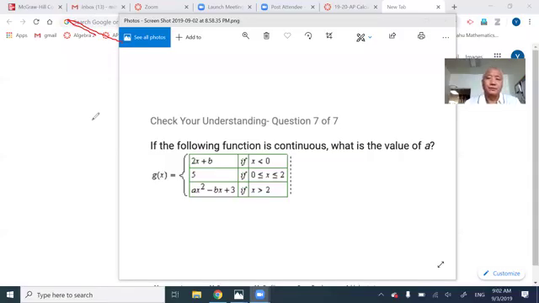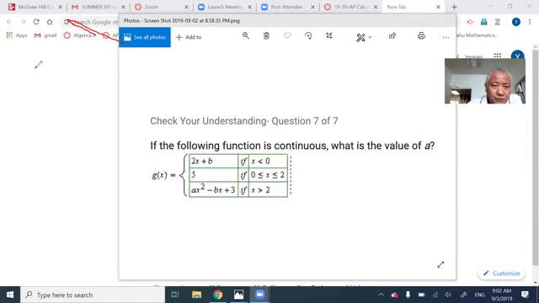Okay, let's look at this question. If the following function is continuous, what is the value of a? First thing first, we should understand the meaning of continuous, okay?